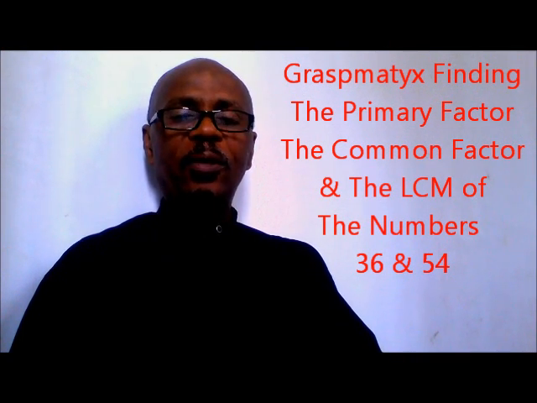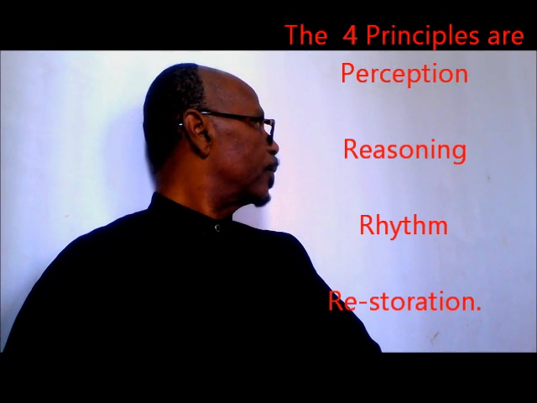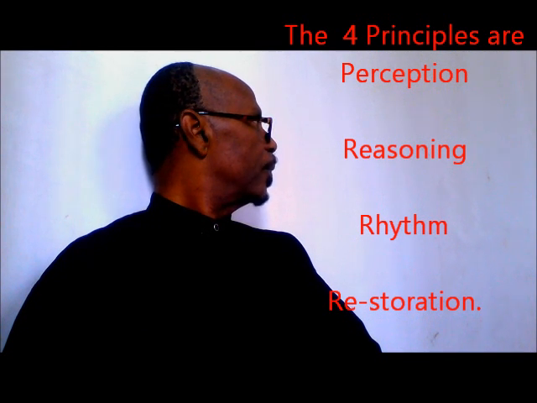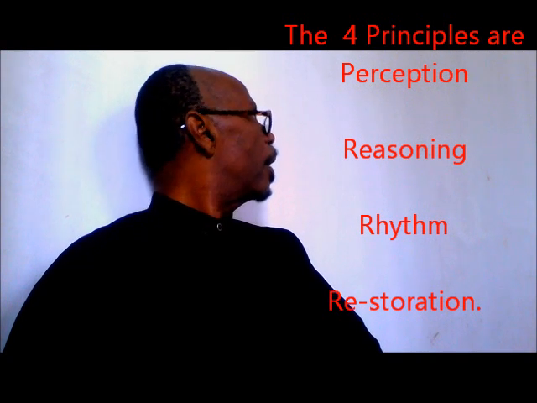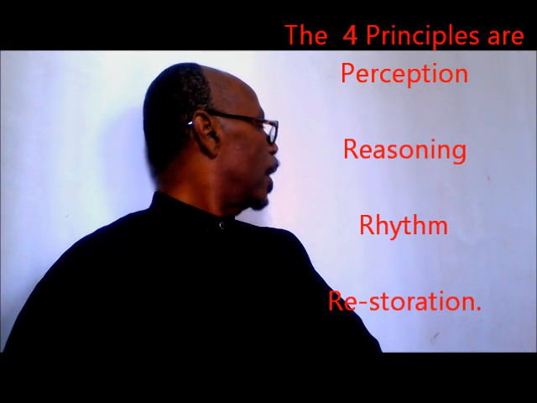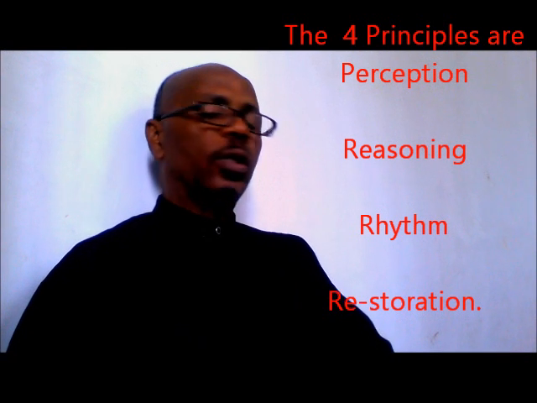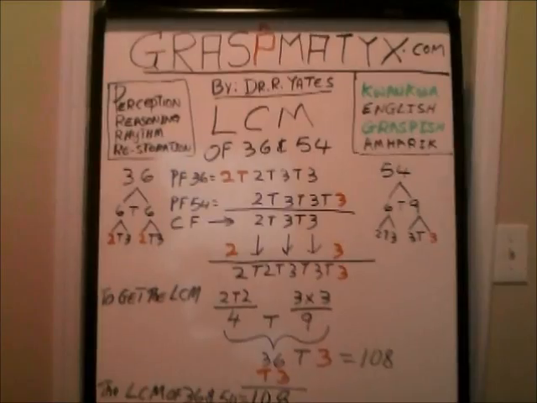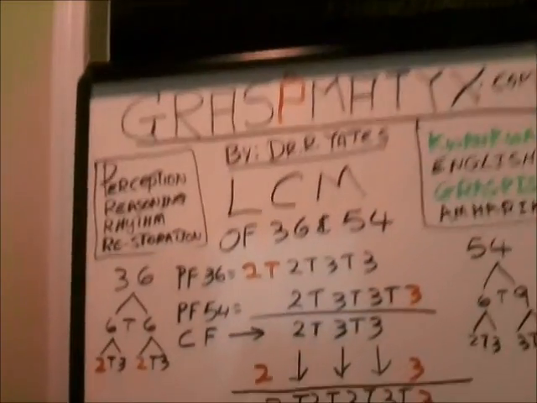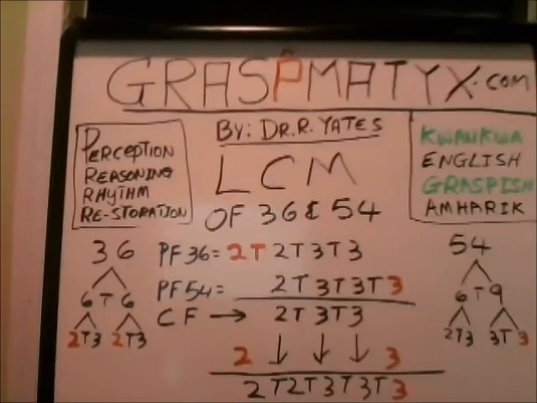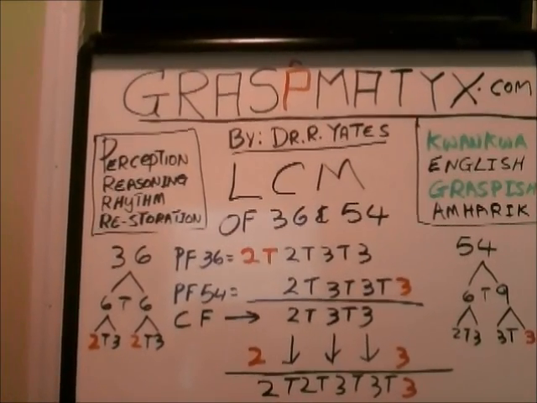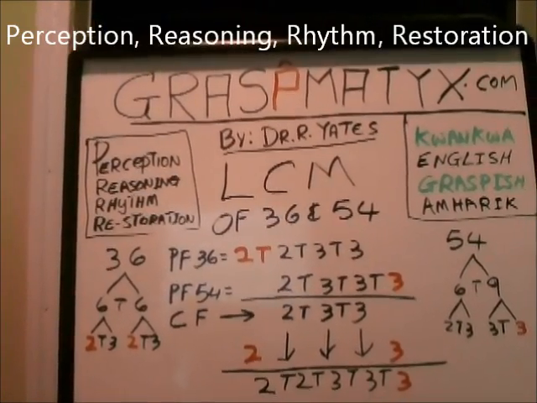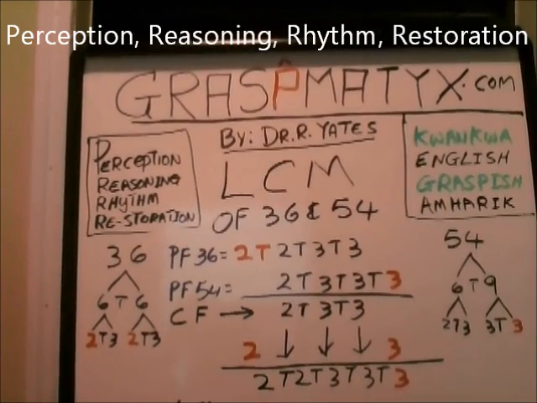Keep in mind that Graspmatyx is based on 4 principles. These are the 4 principles: perception, reasoning, rhythm, and restoration. Dr. Yates was saying that Graspmatyx is based on the 4 principles: perception, reasoning, rhythm, and restoration.